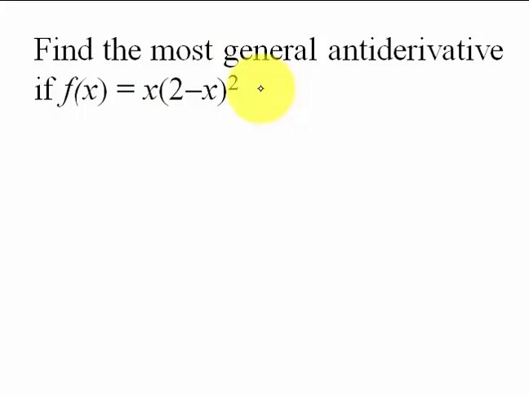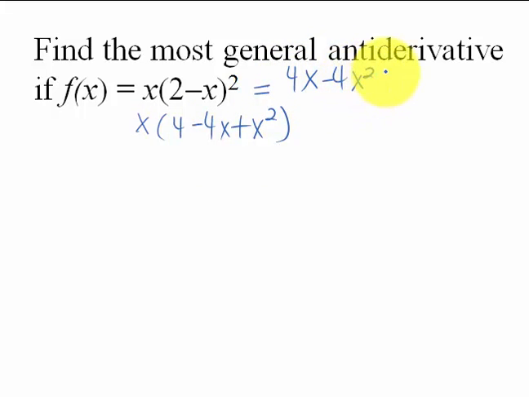And so what I'm going to want to do is multiply this out so that I can see what the function would be, so I can think of sort of going backwards and figuring out what function this is the derivative of. So if I multiply this out, I'm going to have x times 4 minus 4x plus x squared, and then if we distribute that through, we've got 4x minus 4x squared plus x cubed. And that's the form we're going to want to have this in to find the most general antiderivative.